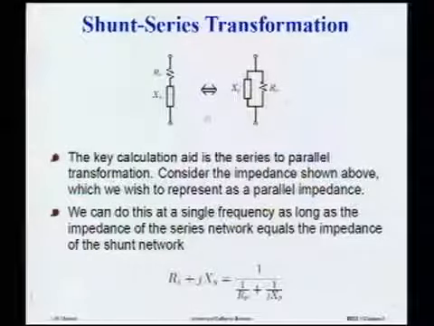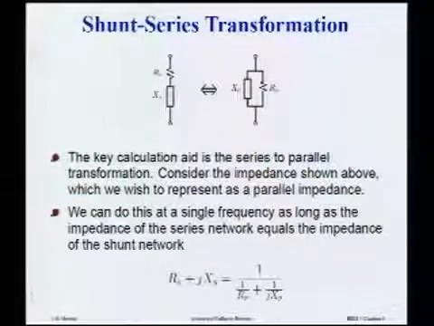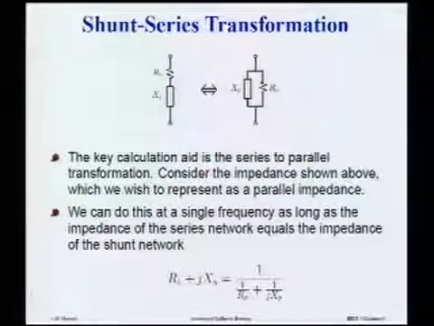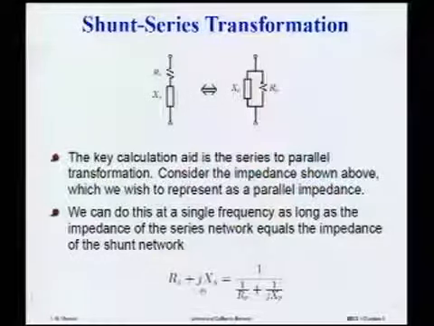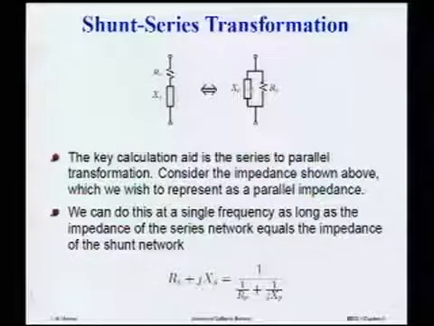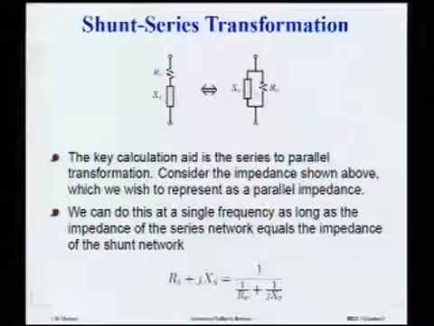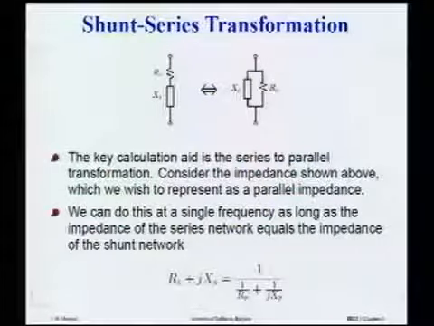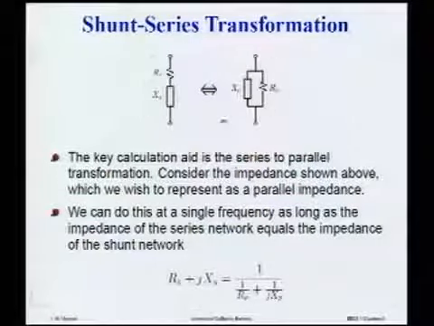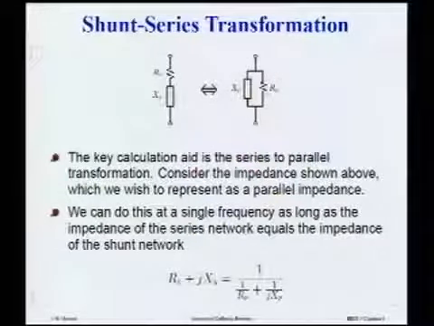Now, I can do this at any given single frequency, right? As long as the impedance of the left-hand circuit is equal to the impedance of the right-hand circuit. Very simple. In other words, if RS plus jXS is equal to the parallel combination of these two elements, if I can pick RP and XP appropriately so that this equality is satisfied, then anywhere I see this circuit, I can reduce it to this circuit. Okay. Now, why do I want to do this?